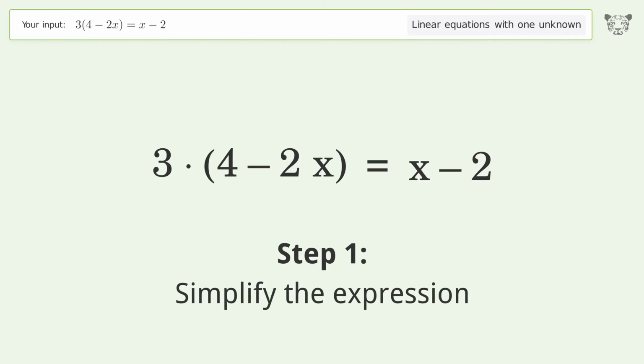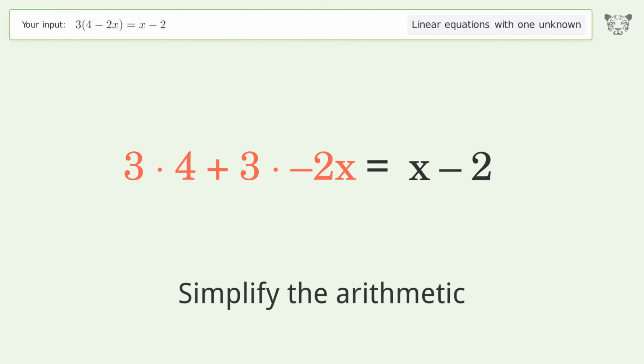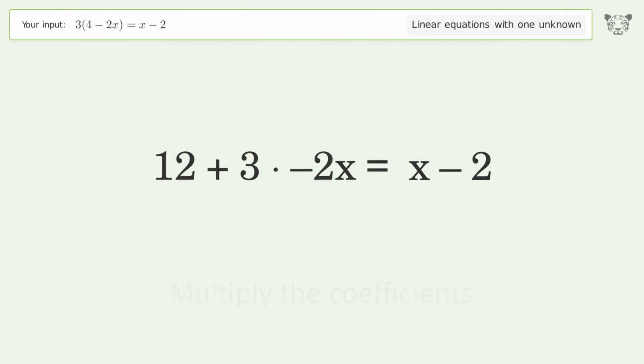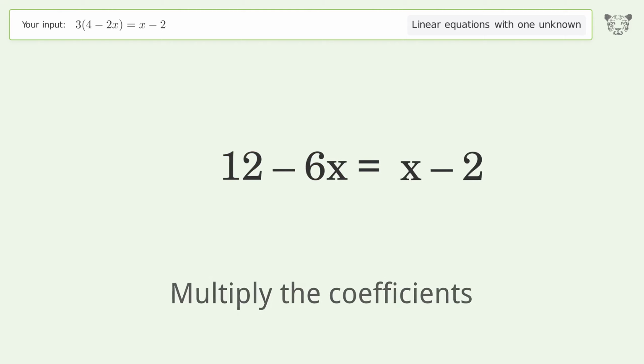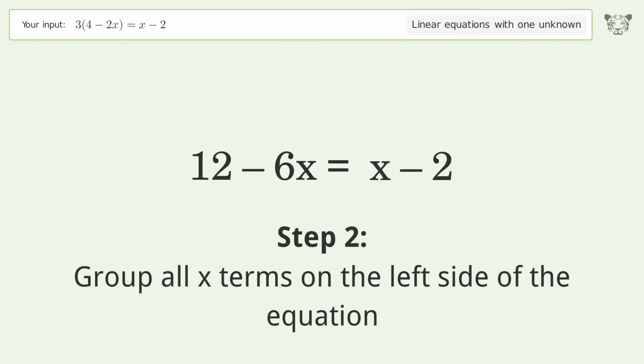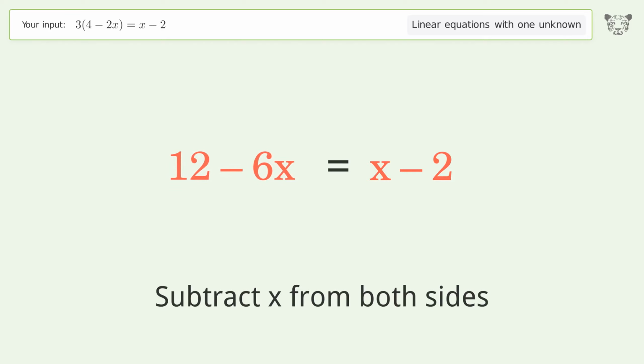Simplify the expression. Expand the parentheses. Simplify the arithmetic. Multiply the coefficients. Group all x terms on the left side of the equation. Subtract x from both sides.